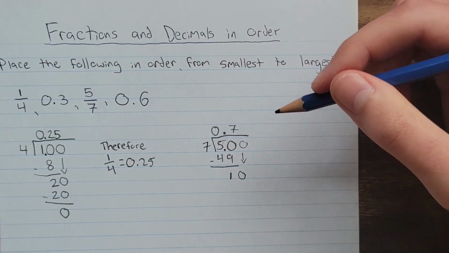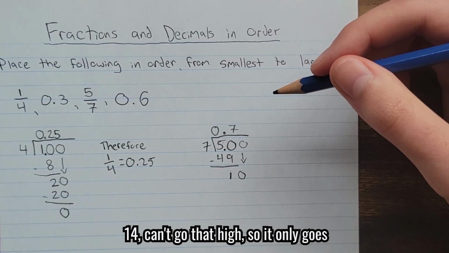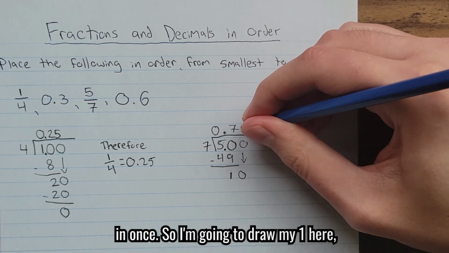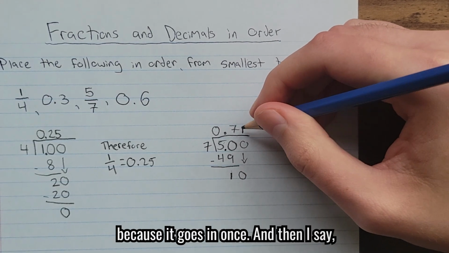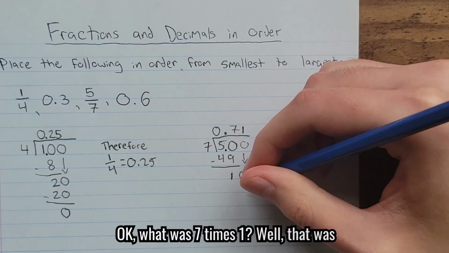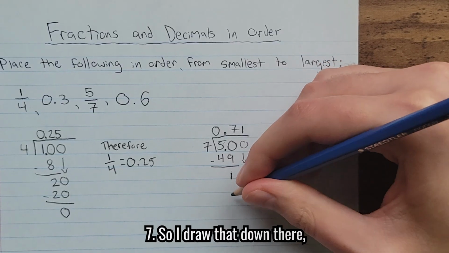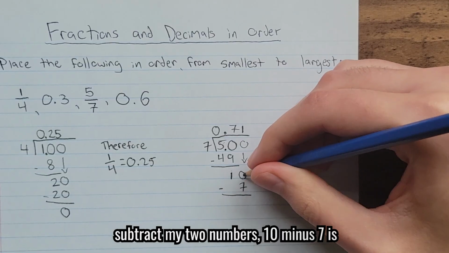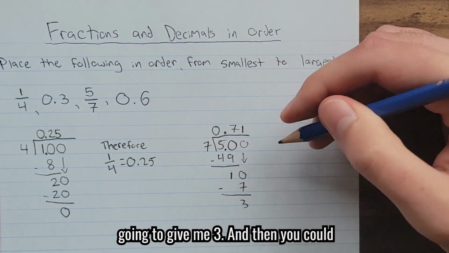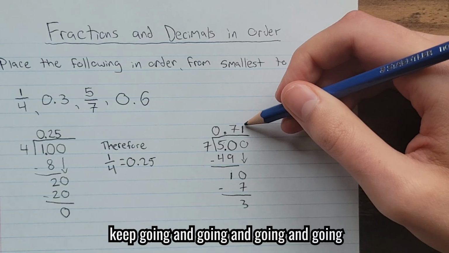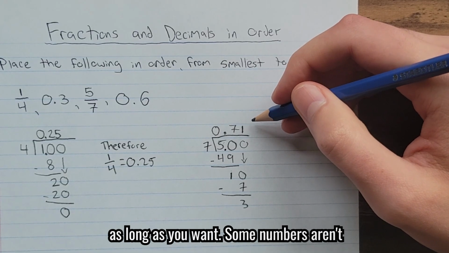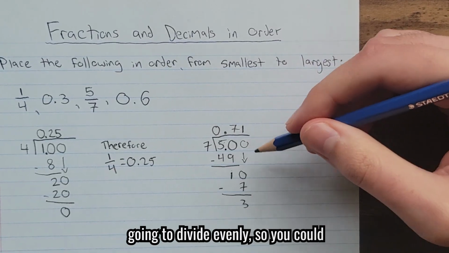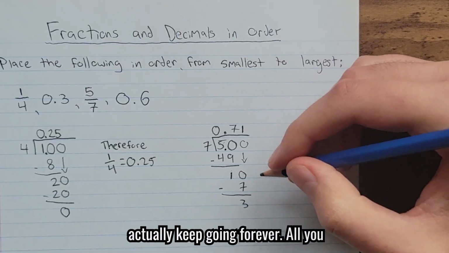Well, 7, 14, can't go that high, so it only goes in once. So I'm going to draw my 1 here, because it goes in once. And then I say, okay, what was 7 times 1? Well, that was 7. So I draw that down there, subtract my two numbers. 10 minus 7 is going to give me 3. And then you could keep going and going as long as you want. Some numbers aren't going to divide evenly, so you could actually keep going forever.